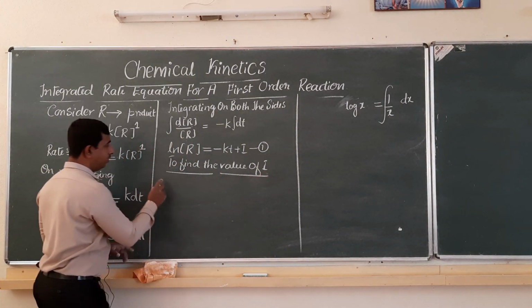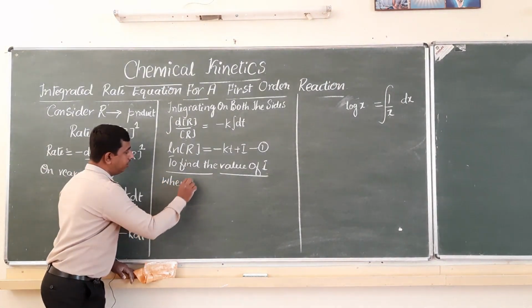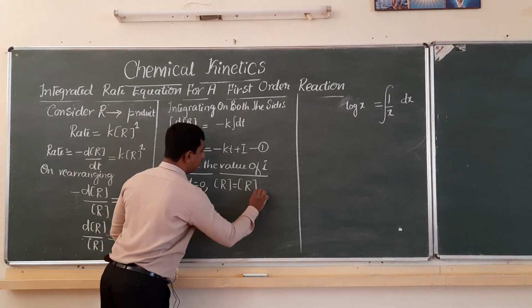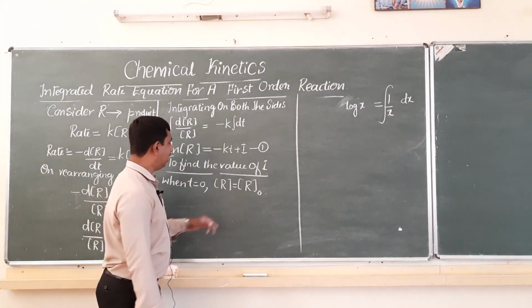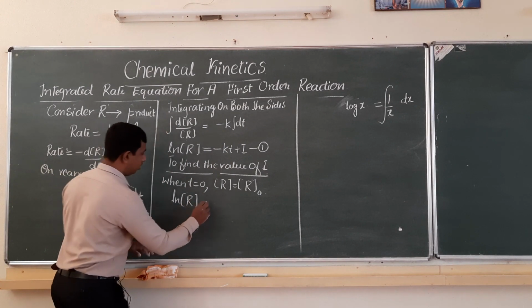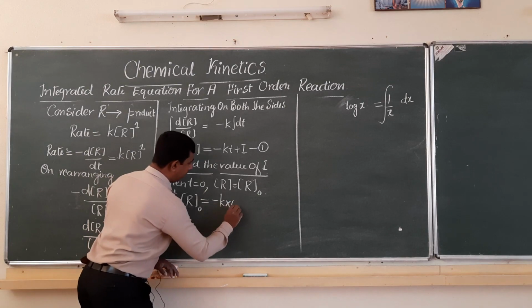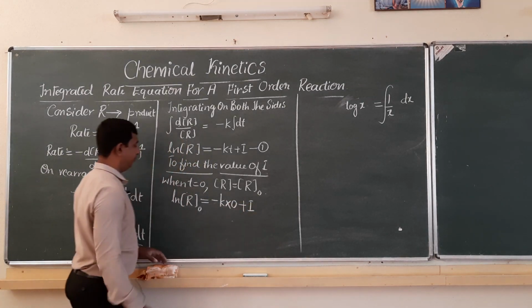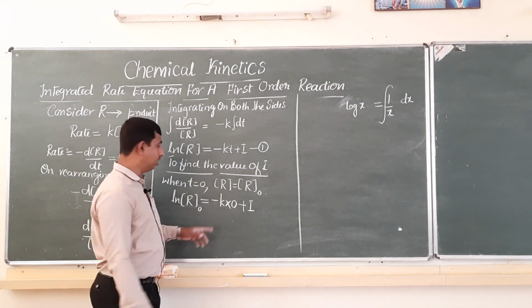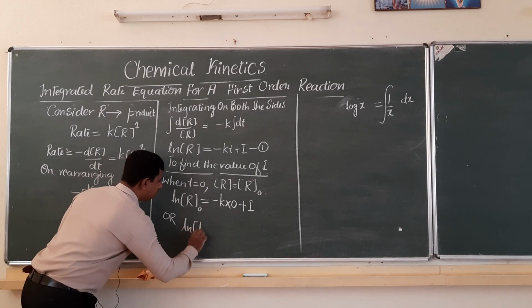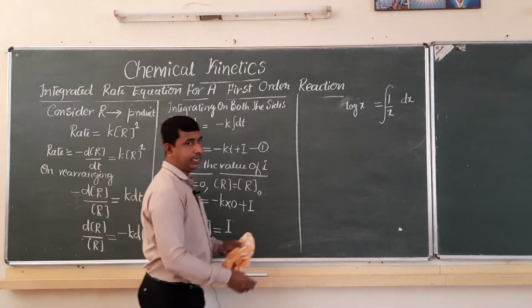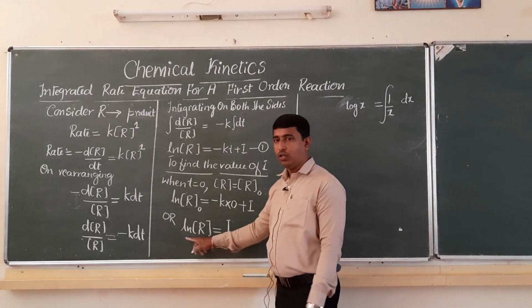Let us find the value of I. To find the value of I, let us use the initial condition. When t is equal to 0, that is in the beginning, the concentration of the reactant R can be written as R0. When t is equal to 0, R is equal to R0. Substitute the values in equation 1. We get ln R0 is equal to minus k into 0 plus I. So ln R0 is equal to I. So we got the value of I equal to ln R0.